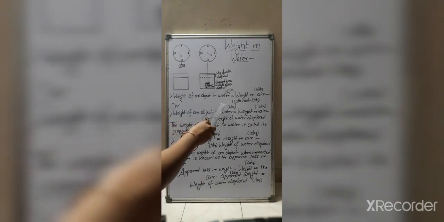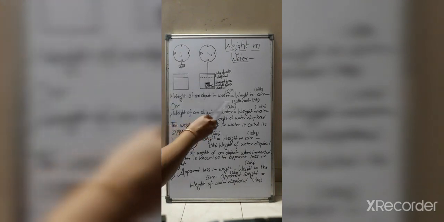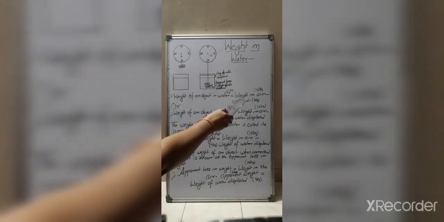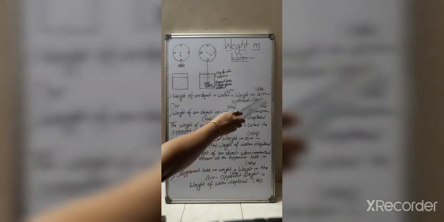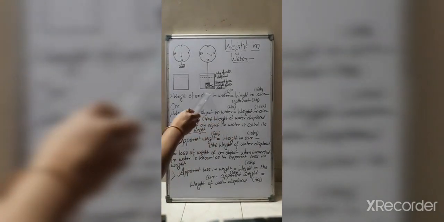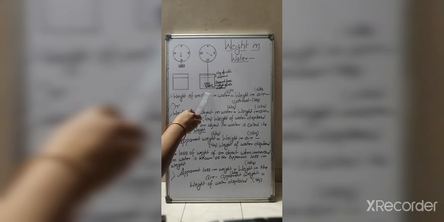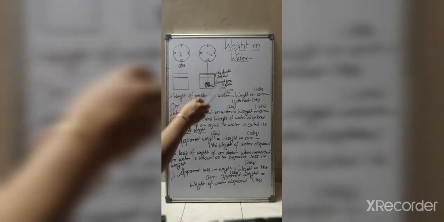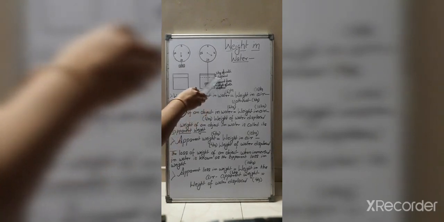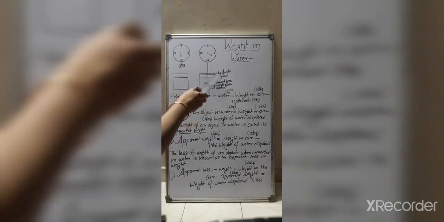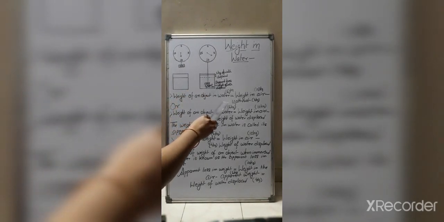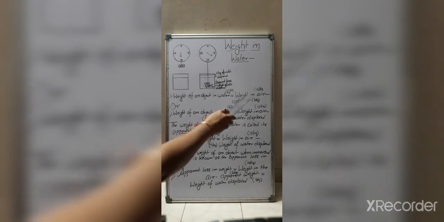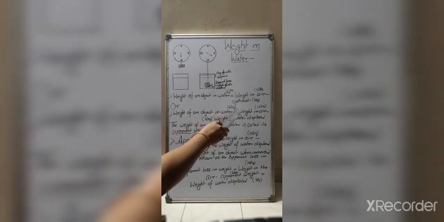Now here, as you can see, the weight of the object in air is 10 kg. So weight of an object in water is equal to weight in air, that is 10 kg, minus upthrust. Now here we saw that upthrust is equal to the weight of water displaced, that is 4 kg. The upthrust and weight of water displaced is 4 kg. So weight of an object in water is equal to weight in air minus upthrust.